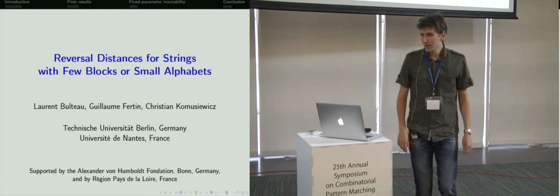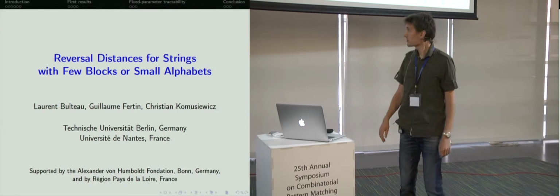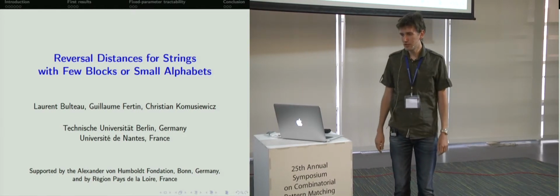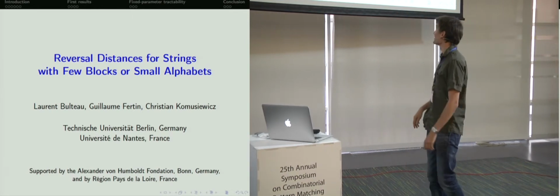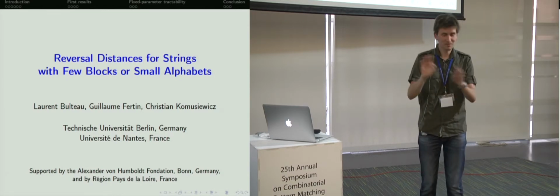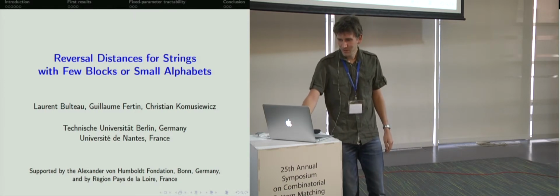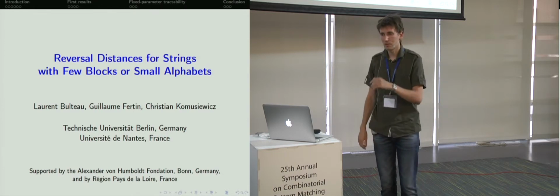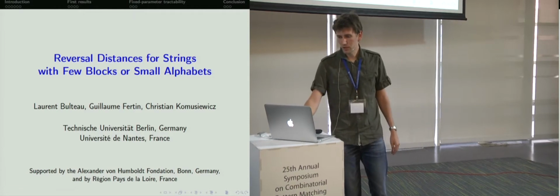Thank you. So this is a French-German talk, and it's not so obvious who is French and who is German because we swapped affiliations. So it's between 2 French and 1 German, and 2 in France and 1 in Germany, but the bisection is not direct. So reversal distance, that's a problem you've already heard about for strings, because we're here with few blocks and small alphabets.